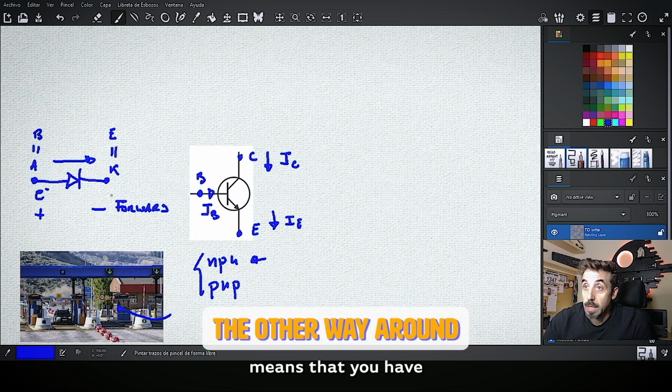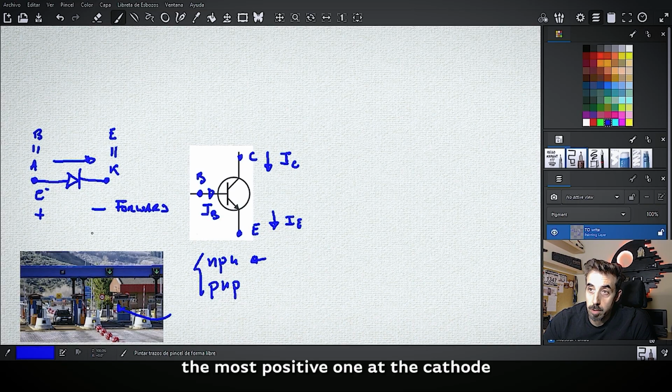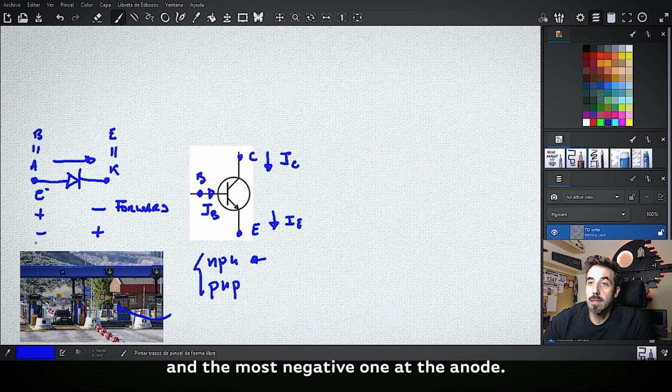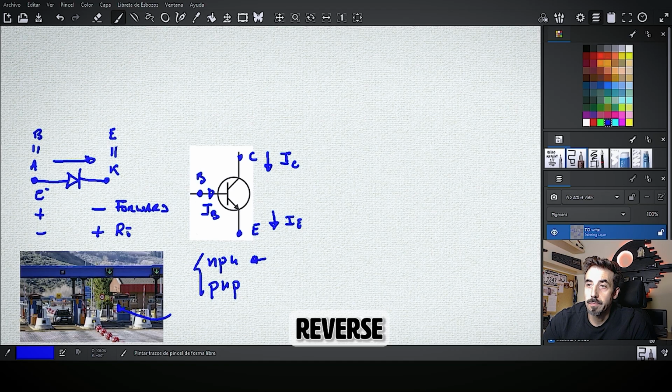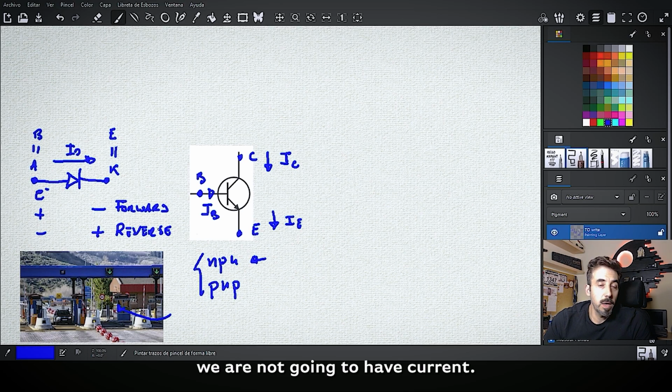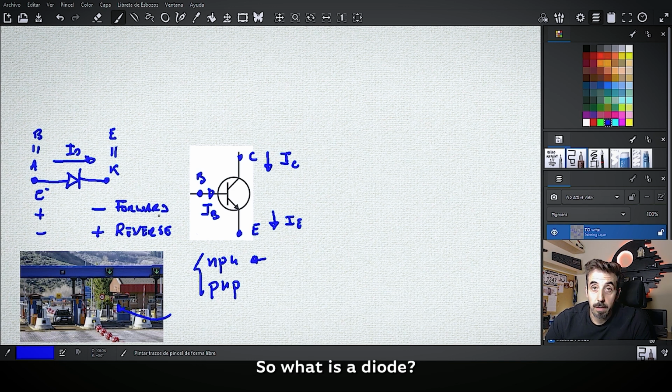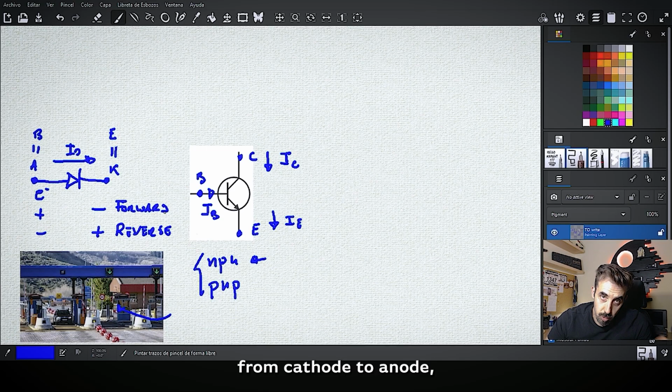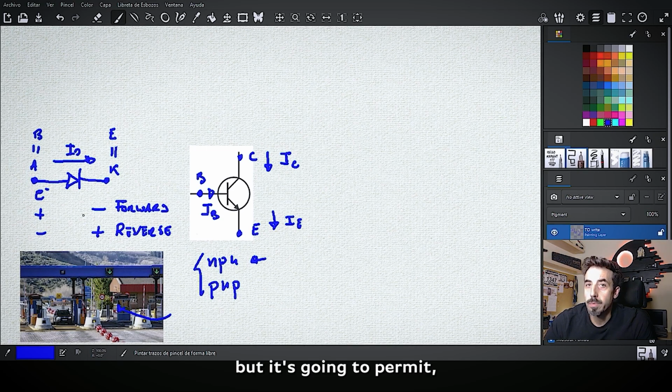The other way around means that you have the most positive one at the cathode and the most negative one at the anode. That means that the mode we are going to work in is reverse. But as you can imagine, the only way that you can have current is in forward mode. In reverse mode, we are not going to have current. So what is the diode? It's an element which is going to block the current from cathode to anode, but is going to allow current from anode to cathode.